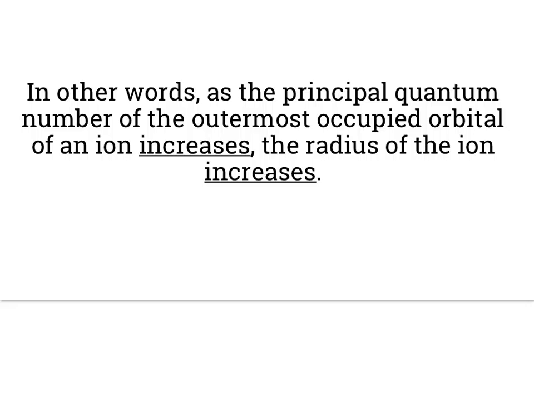In other words, as the principal quantum number of the outermost occupied orbital increases, the radius increases. So this means that as we gain or lose electrons in higher energy levels, our radius increases. But this is the same logic as atomic radius. Ionic radii and atomic radii are basically the same trend, except ions throw in the fact that sometimes they can shrink or grow a little bit.